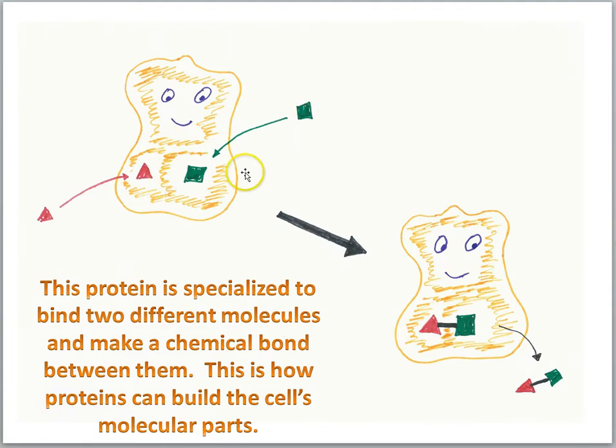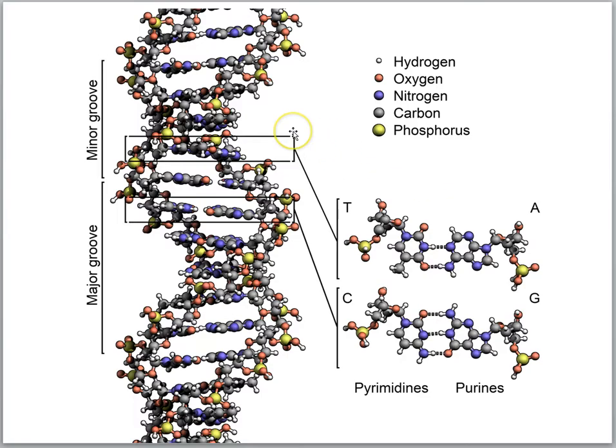They take two separate molecules and join them together with a chemical bond. And this is important if the cell has to build molecular parts like proteins, DNA, and lipids. So in this lesson, we're going to try to figure out, well, what exactly are molecules and what are these chemical bonds that molecules make? We will use the DNA molecule to start the discussion.